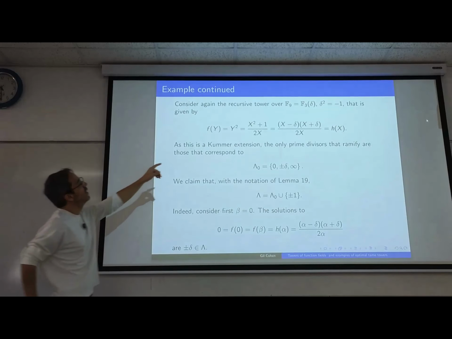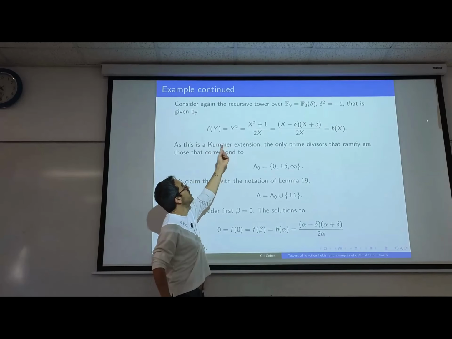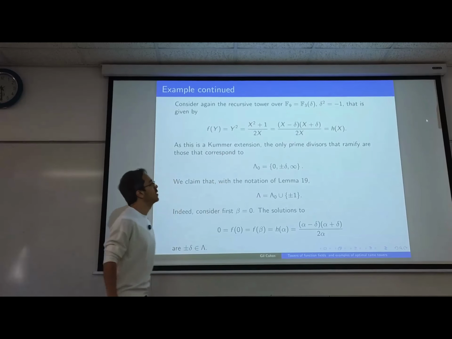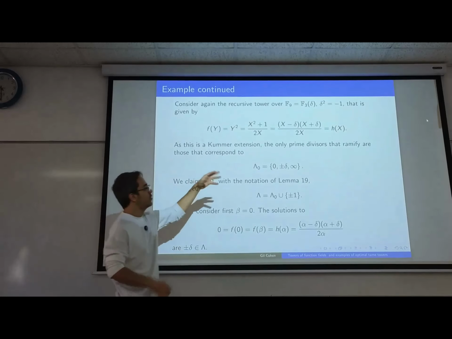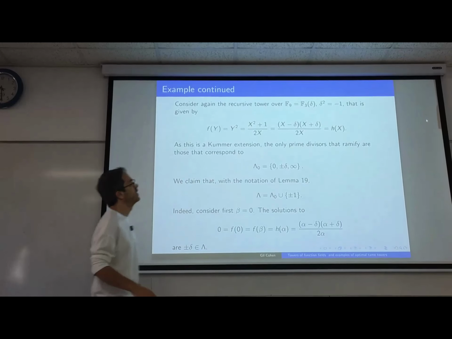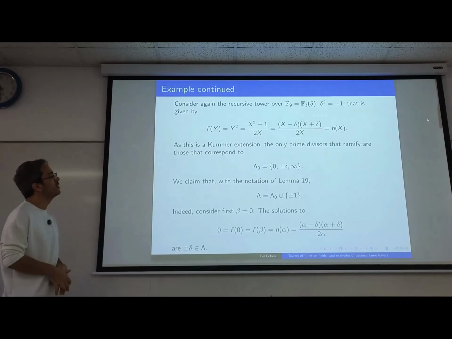And once you have that, then the equation that we had, which is y squared equals x squared plus 1 over 2x, you can factor the x squared plus 1 because you have an i, which is called delta here. So it's x minus delta, x plus delta in the numerator.